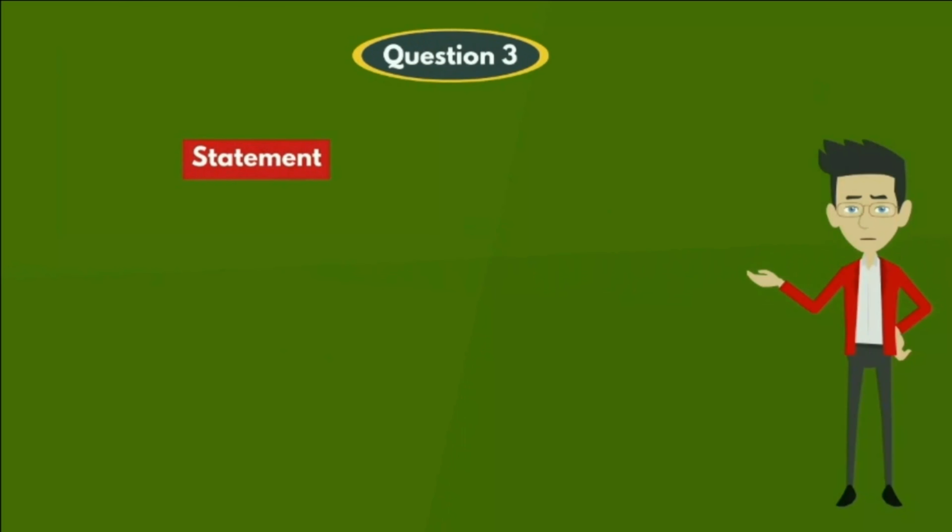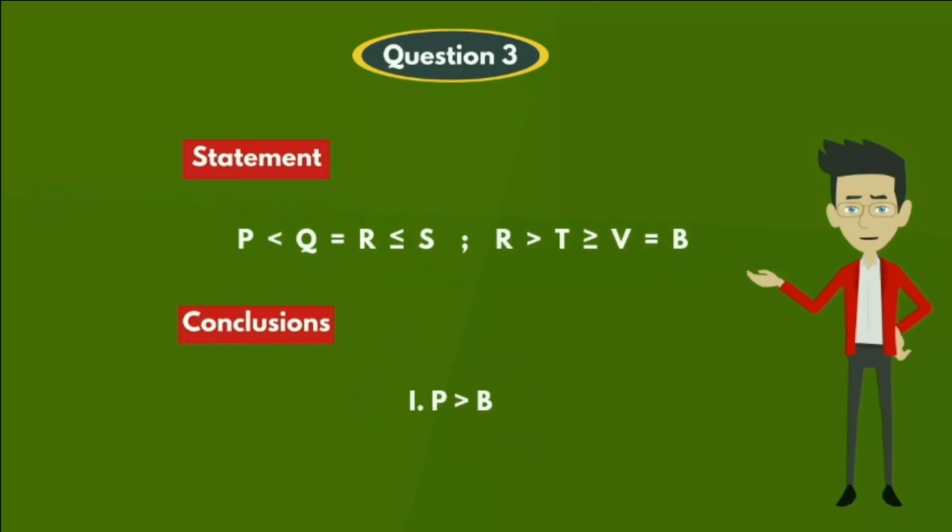Question number 3. Statements. P less than Q equal to R less than or equal to S. R greater than T greater than or equal to V equal to B. Conclusions. Conclusion 1. P greater than B. Conclusion 2. P greater than or equal to B.